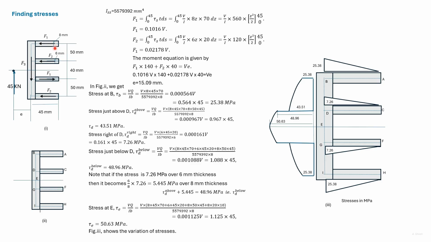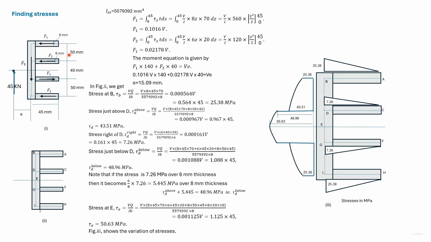As we have earlier seen, for a small element at a distance from the edge, the force acting with tau is tau into ds. To find the force F1, we integrate from 0 to 45. If the distance from the edge is z, then the statical moment is 8 into z into 70, which is the distance from the neutral axis. We integrate and substitute the limits, and also Izz, to get F1.